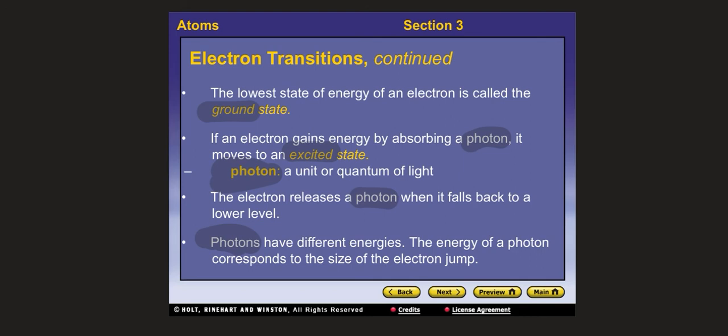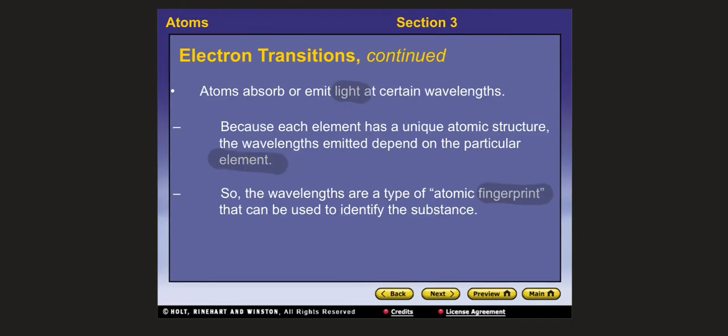Photons have different energies. The energy of a photon corresponds to the size of the electron jump. So if the electron is jumping just one ring, then that photon is going to have a certain amount of energy. But if the electron is jumping 2 rings, it will have more energy. And so atoms absorb or emit light at certain wavelengths. Each element has a unique atomic structure, and therefore the wavelengths that they emit depend on the particular element. So wavelengths are a type of atomic fingerprint that can be used to identify a substance.